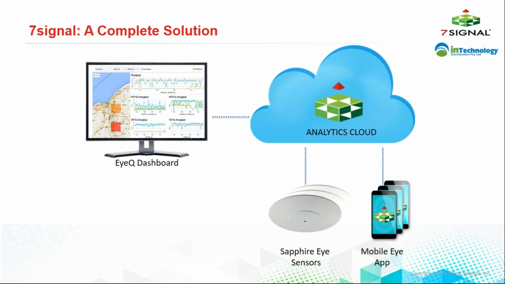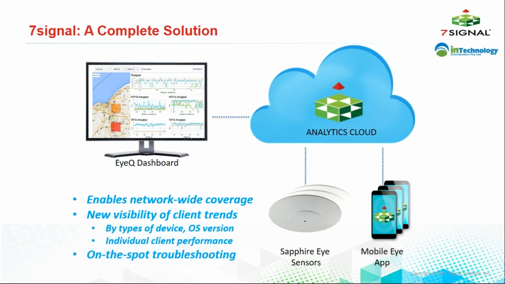And what's so neat about this is you can have Sapphire Eyes in various buildings all across the country, all across the city, all across the world. It doesn't matter. You'll be able to see what the performance of the Wi-Fi is in all of those areas. All of that information is brought to you, and that's very exciting.